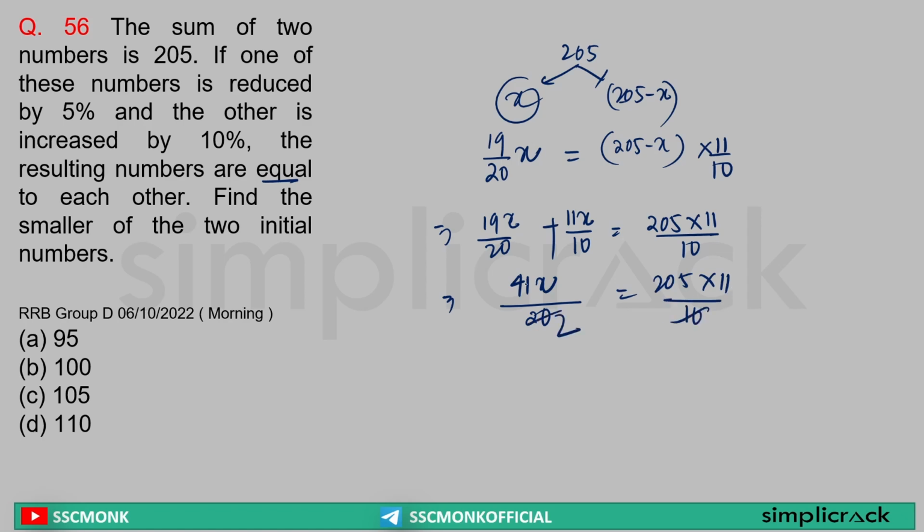Sir, 10 2s are 20, 41 5s are 205. So x is equal to 5 into 2, 10 into 11, 110. So the value of x is what? 110. So 205 minus 110 will be what? 95. So which is the smallest one? Sir, 95 is the smallest one. Option A is the right answer.